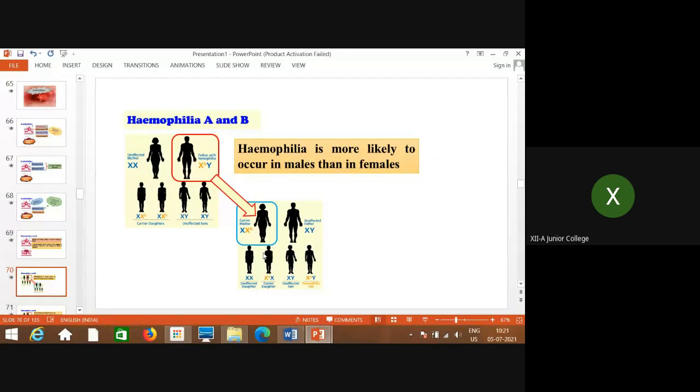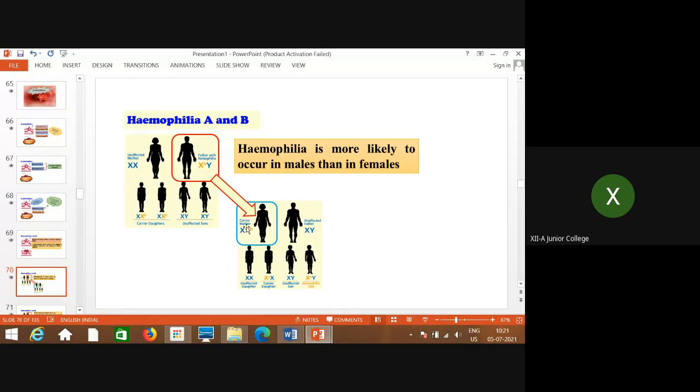So hemophilia is more likely to occur in males than in females, as I told you in the similar example, because this disease is observed only if the gene is present in the recessive form. And in case of males, only one X chromosome is present, and this gene is present only on the X chromosome.